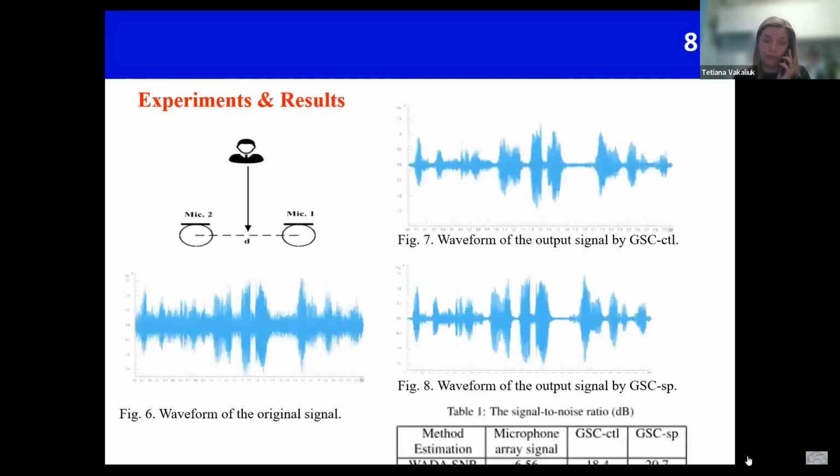And in the experiment, the scheme performance is illustrated in this figure. The microphone array signal is transformed into the frequency domain, and as we can see, the waveform of the original, the waveform of the output signal by the conventional GSC, and the waveform of the output signal by the proposed method. As we can see, the signal-to-noise ratio increases.